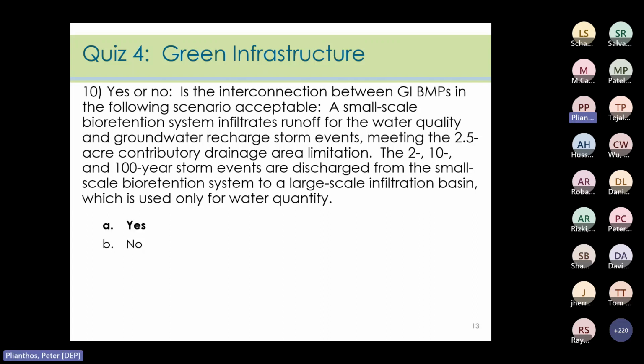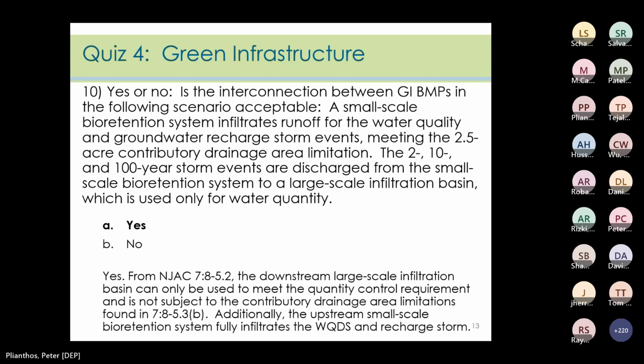And for this question, the answer is yes. From NJAC 7:8 5.2, the downstream large-scale infiltration basin can only be used to meet the quantity control requirement and is not subject to the contributory drainage area limitations found in NJAC 7:8 5.3b. Additionally, the upstream small-scale bioretention system fully infiltrates the water quality design storm and the recharge storm.